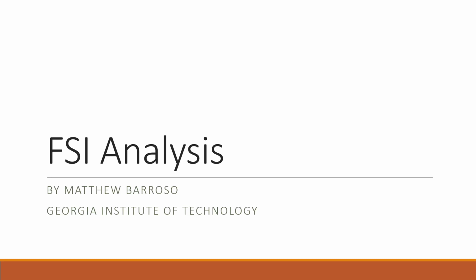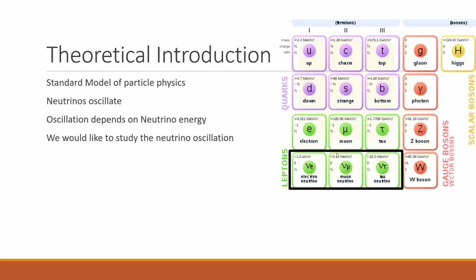Hi, I'm Matthew Barroso. I'm a rising fourth year physics major, CS minor at Georgia Tech. This summer I was a part of the Neutrino REU program, and I have been working with Dr. Mariani and Dr. Jiang on final state interaction, or FSI analysis.